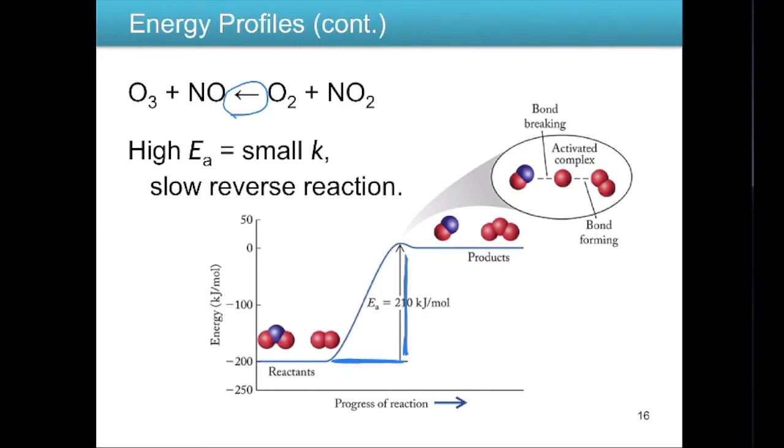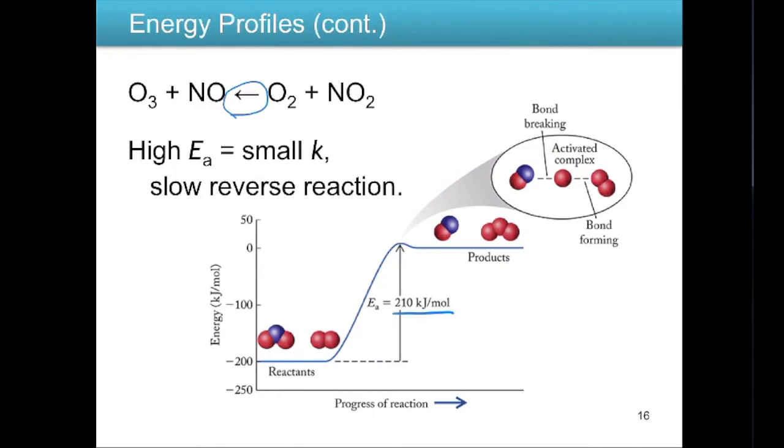So the activation energy for the reverse reaction is 210 kilojoules per mole. Compare that to 10.5 kilojoules per mole. It's about 20 times greater. So what that would mean in terms of the energy of the molecules is that there would be far fewer molecules that would have enough energy to form an effective collision.